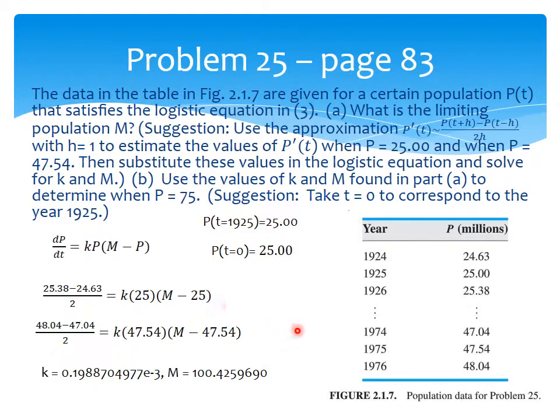The problem suggests we use the data for 1975. So I take the population of 1976 and subtract the population of 1974, and divide by 2. I know the population of 1975 is here. So the idea is I'm calculating the slope, or the derivative, for year 1975 by using this approximation, and that gives me another equation for M and K. So I have two equations now and two unknowns. If I solve them, I get this value of K and this value of M.